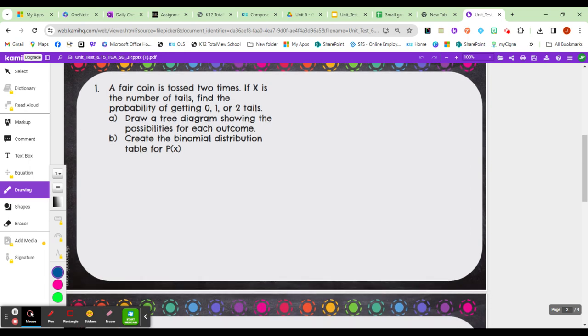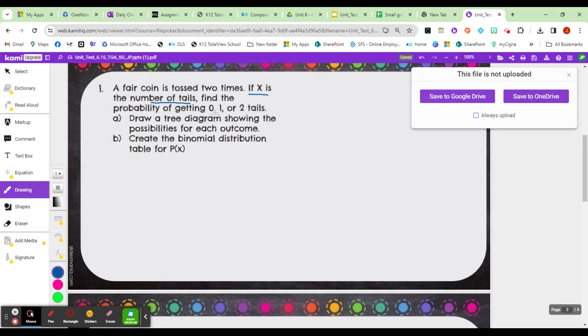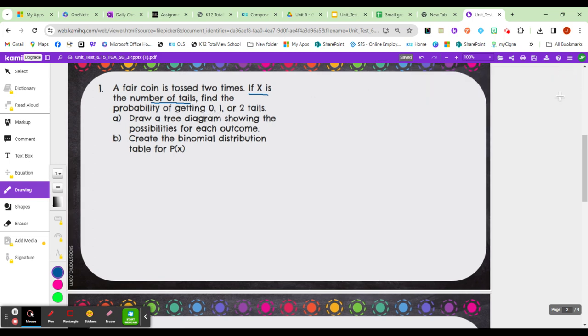A fair coin is tossed 2 times. If X is the number of tails, that's going to be important. Find the probability of getting 0 tails, 1 tail, or 2 tails. A says, first start by drawing a tree diagram showing your possible outcomes. So we could toss a head first and then a tail, or you could put tail and then a head, it won't matter. And then we're going to toss again.